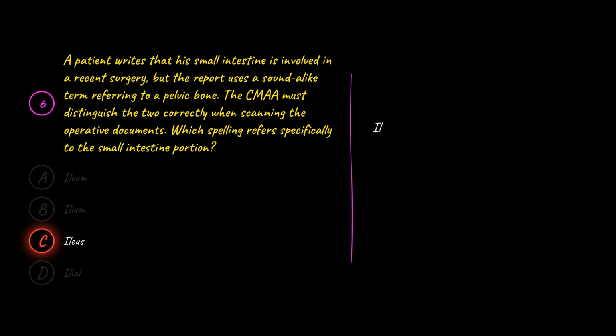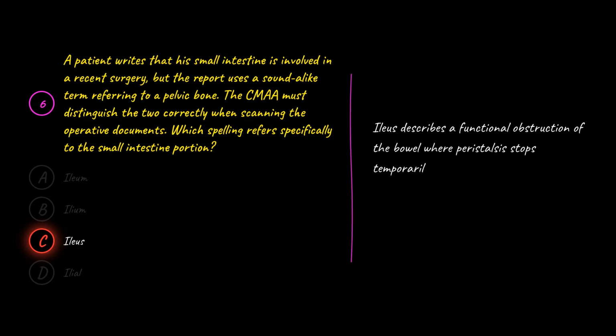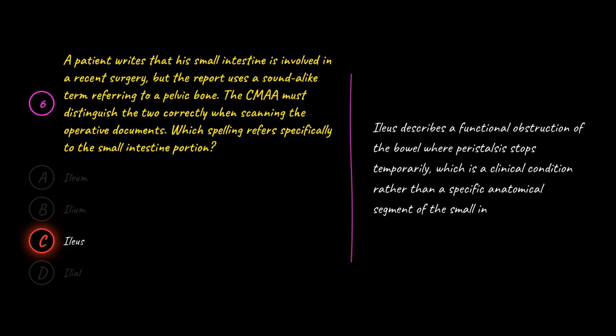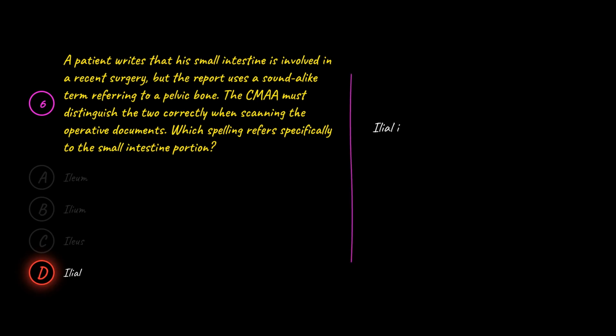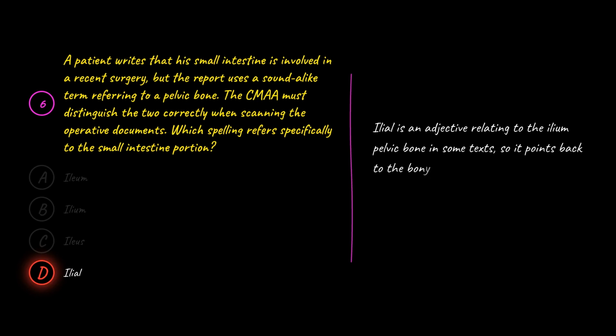C is wrong because ileus describes a functional obstruction of the bowel, where peristalsis stops temporarily, which is a clinical condition rather than a specific anatomical segment of the small intestine. D is wrong because ileal is an adjective relating to the ilium pelvic bone in some texts, so it points back to the bony pelvis rather than the small intestine segment the patient is asking about.